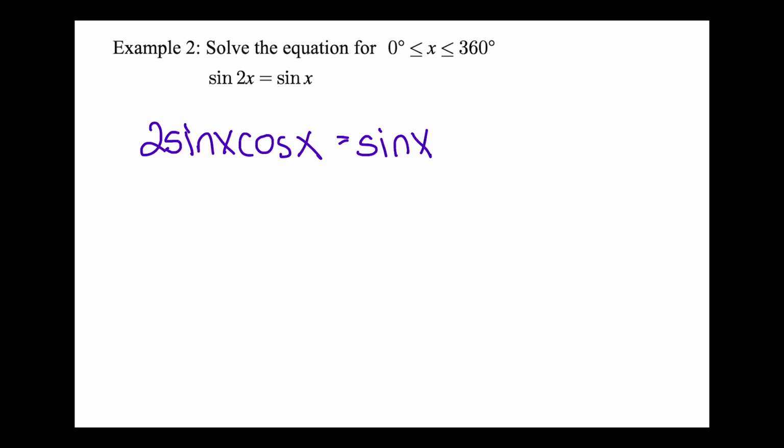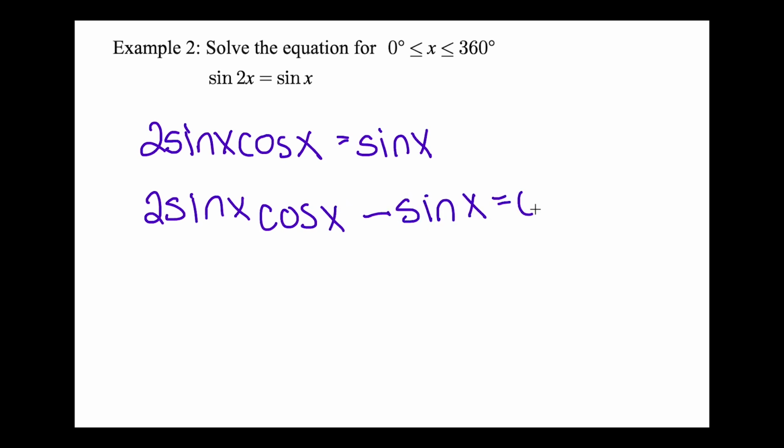You may be tempted here to divide a sine x out of both sides. But if we do that, we're going to be not having all the correct answers at the end. So we'll just move the sine x from the right to the left side. 2 sine x cosine x minus sine x equals 0. And factor a sine x out.